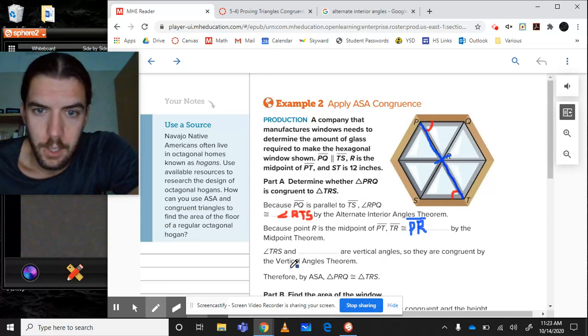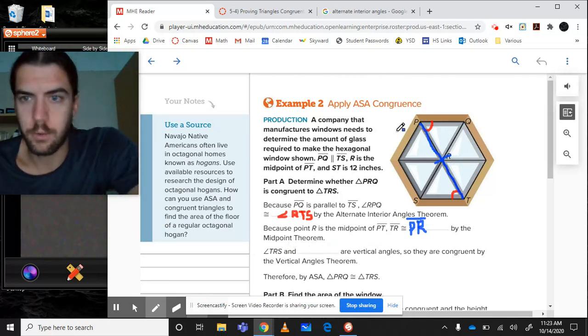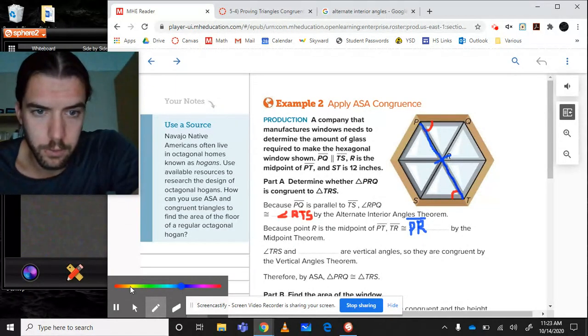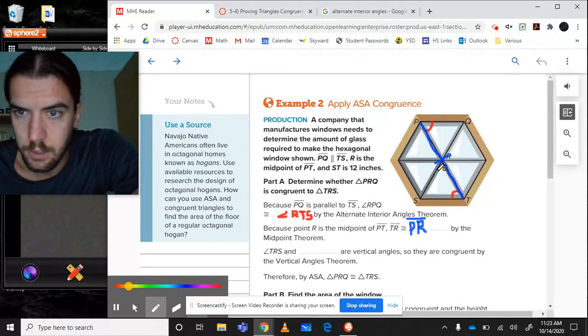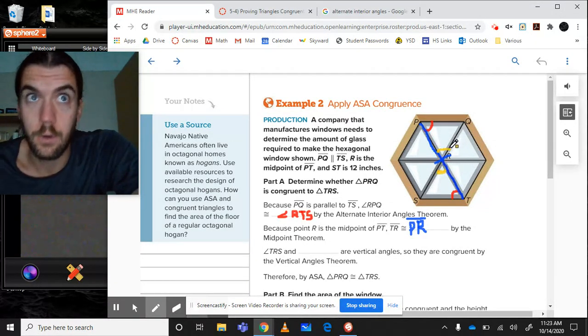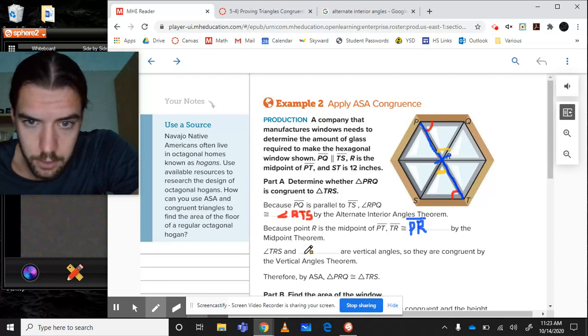Okay. Angle TRS and angle blank are vertical angles. So where's TRS? TRS. So I'll label that yellow. TRS. And what is the vertical angle from that one? Well, it's across the vertex. It's over here. So that would be angle PRQ. We could call it QRP as well, but I'm going to call it PRQ.